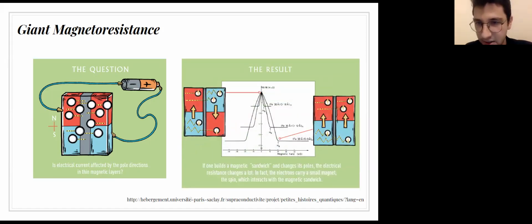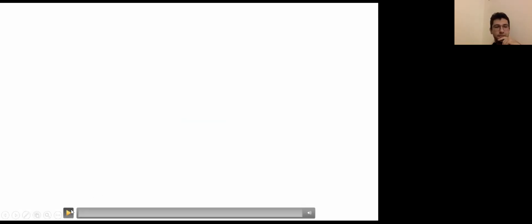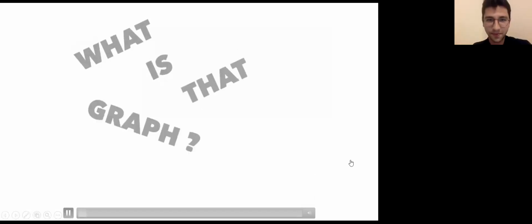You see here in this graph, we have two magnetic poles. When they are directed anti-parallel in the beginning, at magnetic field 0 here, we see a greater resistance, and when they are aligned in parallel, we see that resistance just goes down. I have also a video explaining that, so we may watch it.